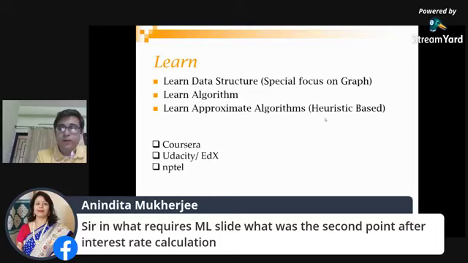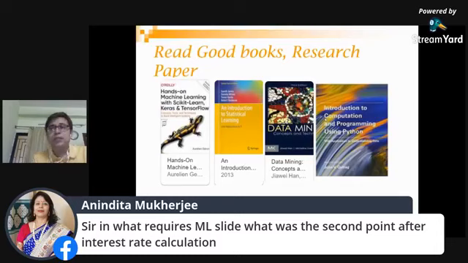All right. Next is to read good books and research papers. So I will talk about some books. If you come to me offline and discuss, I can tell you several other books. Right now the best book in machine learning is probably by Aurélien Géron, Hands-On Machine Learning with Scikit-Learn, Keras and TensorFlow.